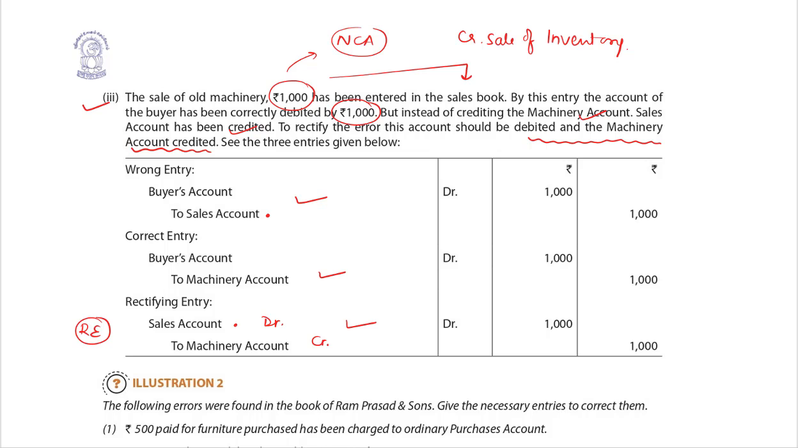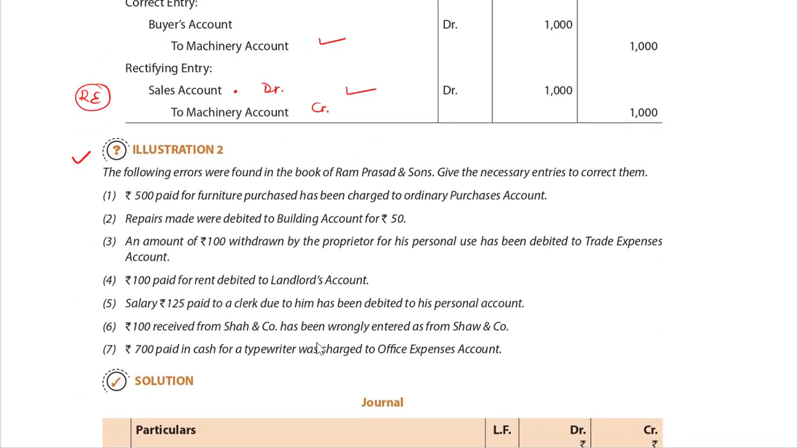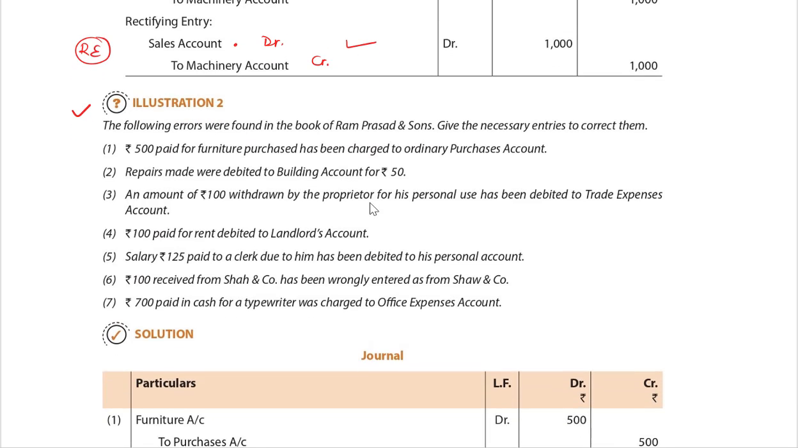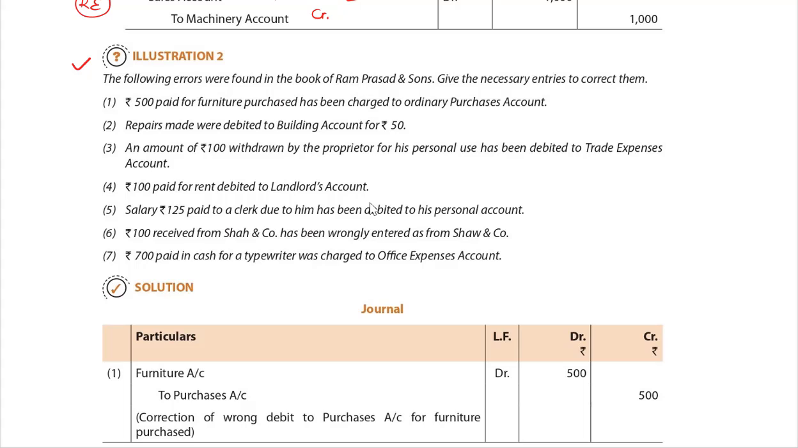Let's see illustration 2 now. The following errors were found in the books of Ram Prasad and Sons. Give the necessary entries to correct them. Okay.